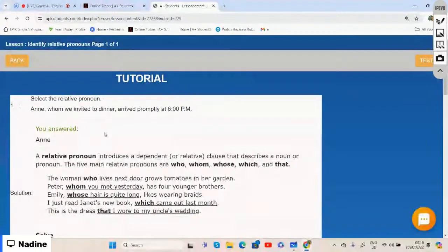So remember, we said that a dependent clause is a clause that cannot stand on its own, right? Another word for a dependent clause is a relative clause, and it describes a noun or it describes a pronoun.